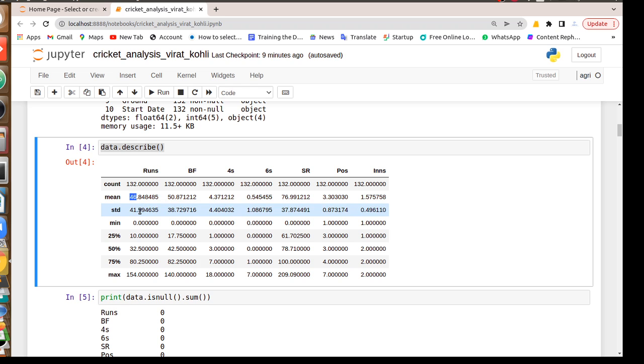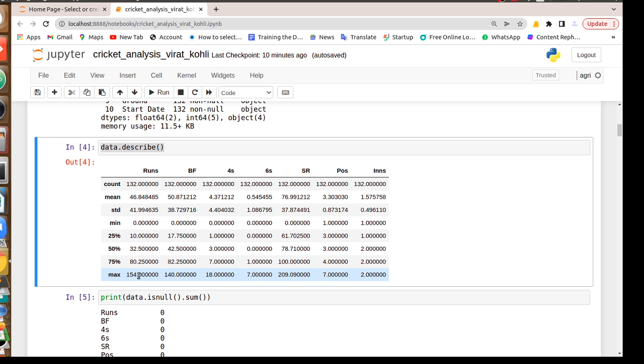The standard deviation is very near to the mean. The minimum is 0, which means he got out for a duck a few times. At 25%, it means 25% of the time he scored 10 runs or less. At 50%, if he played 10 matches, in 5 matches he scored more than 30. At 75%, if he played 10 matches, in 7.5 matches he scored up to 80 runs. And his highest score is 154.